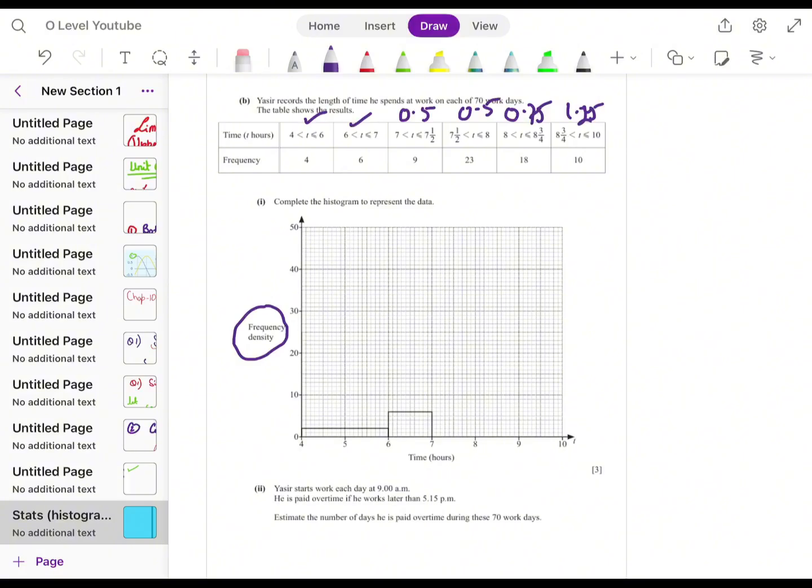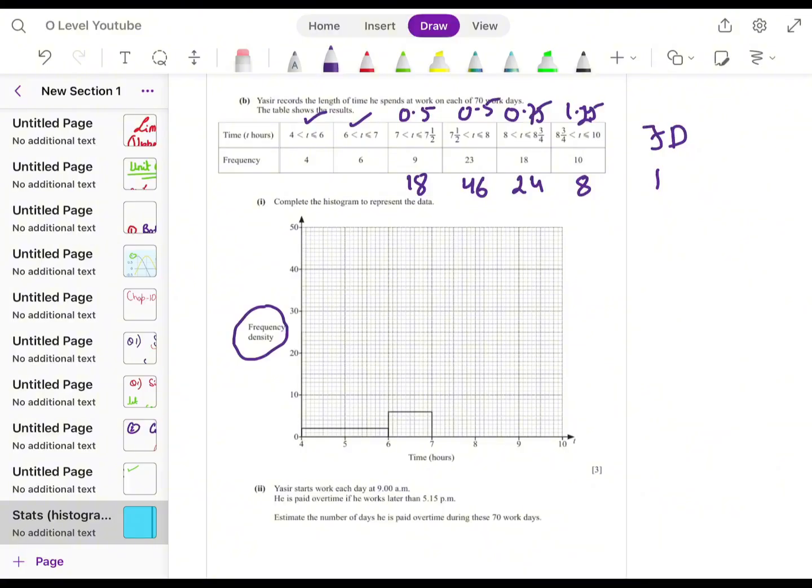Now we need to find the frequency density. So how can we find frequency density? The formula of frequency density is, we just need to divide the values. So value 9 divided by 0.5 will be 18, so I will write here 18. And then 23 divided by 0.5 will be 46. 18 divided by 0.75 will be 24. Then 10 divided by 1.25 is 8. So we got all the values.